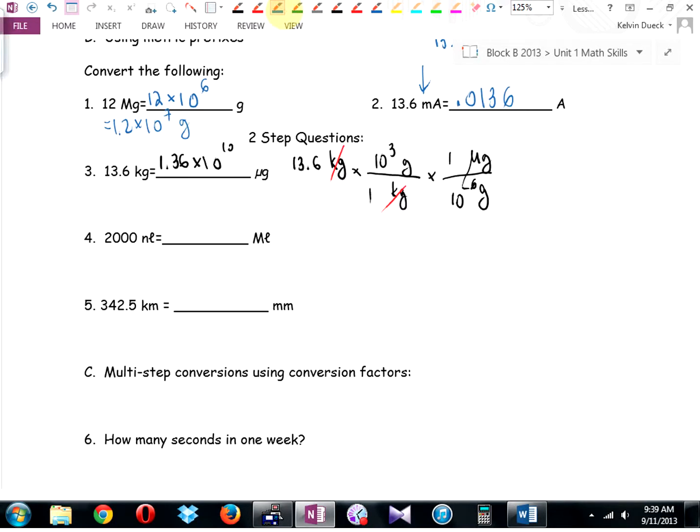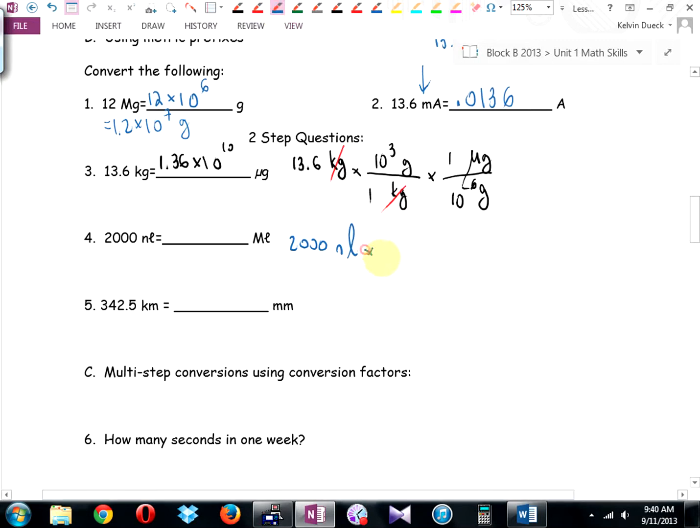Next one, going from nanoliters to megaliters. Is that okay? Okay, it's a two-step conversion because I'm going from one prefix to a different prefix. No problem. I'm going to go from nano to liters and from liters to mega. First thing I'm going to do is write down what they gave me. By the way, the abbreviation for liters, you can either use a capital L or use a handwritten L, but don't use a lowercase l like that, because what does that look like? A 1. Like an I.